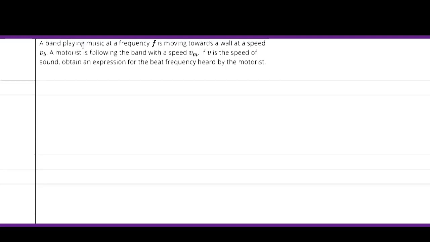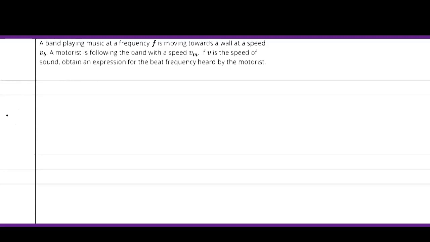Here is a question. A band playing music at a frequency f is moving towards a wall at the speed vb. A motorist is following the band with the speed vm. If v is the speed of the sound, obtain an expression for the beat frequency heard by the motorist. So in this question we have to find the beat frequency.